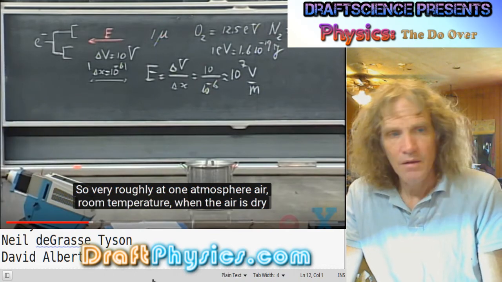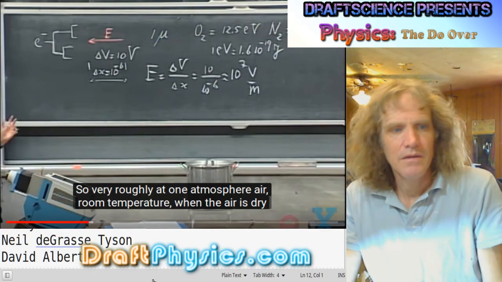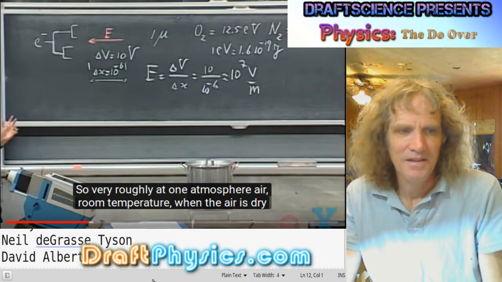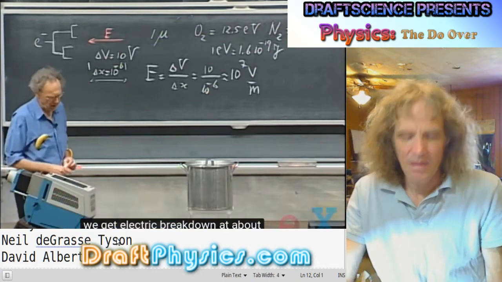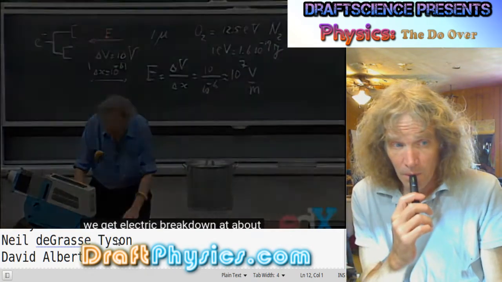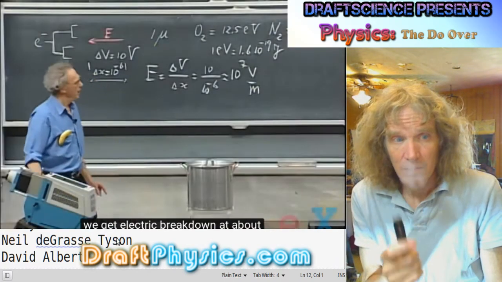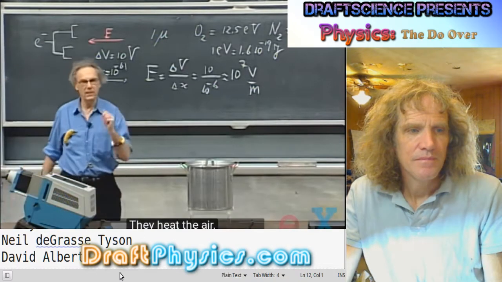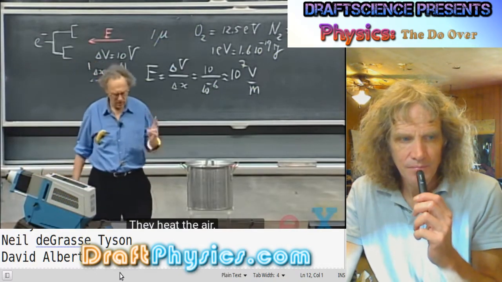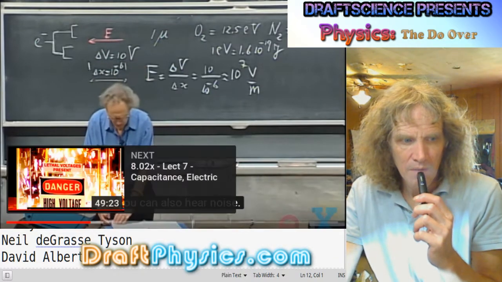At 1 atmosphere, air at room temperature, when the air is dry, we get electric breakdown at about 3 million volts per meter. When the ions neutralize, you see light. That's why sparks can be seen. They heat the air. They produce a little pressure wave, so you can also hear noise.